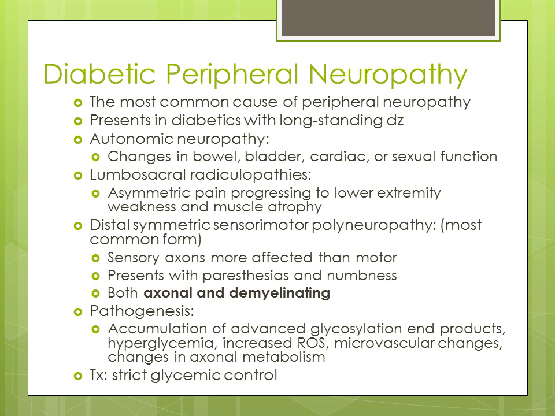And then they can have distal symmetric sensory motor polyneuropathy, and this is actually the most common form that you'll see, and this is where it will be bilateral and in the distal parts of the body, so hands and feet particularly, and it affects, as the name very clearly says, sensory motor activity. So the sensory axons are usually more affected than the motor axons. So it will start out with paresthesias and numbness. And this is a peripheral neuropathy that has both axonal and demyelinating damage.